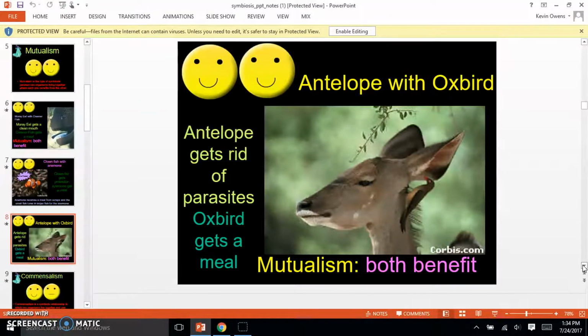The antelope with the oxbird. Antelope gets rid of parasites, oxbird gets a meal. Mutualism, both benefit.